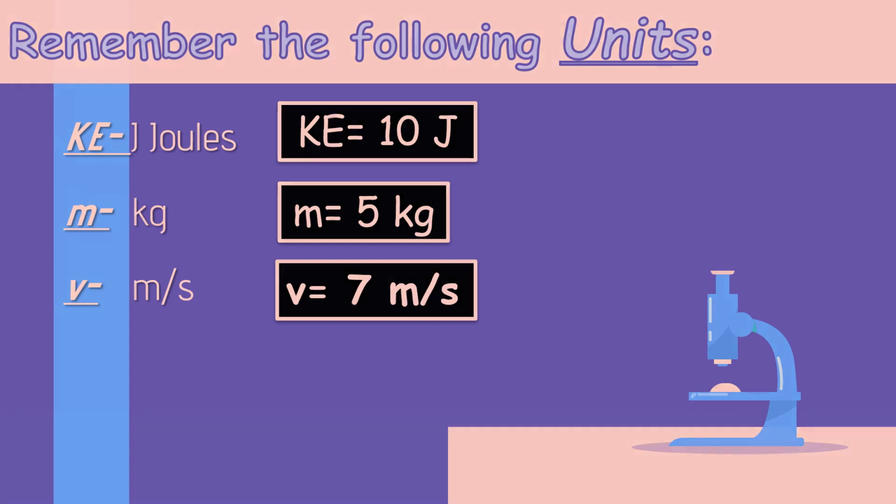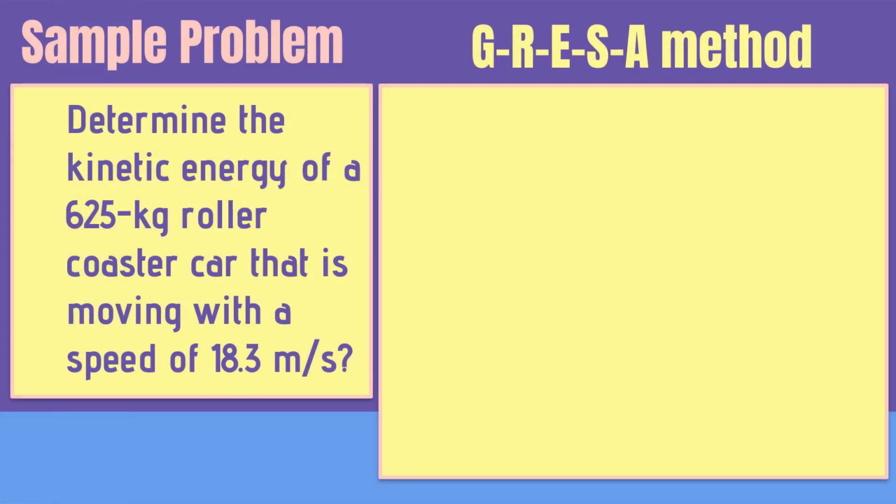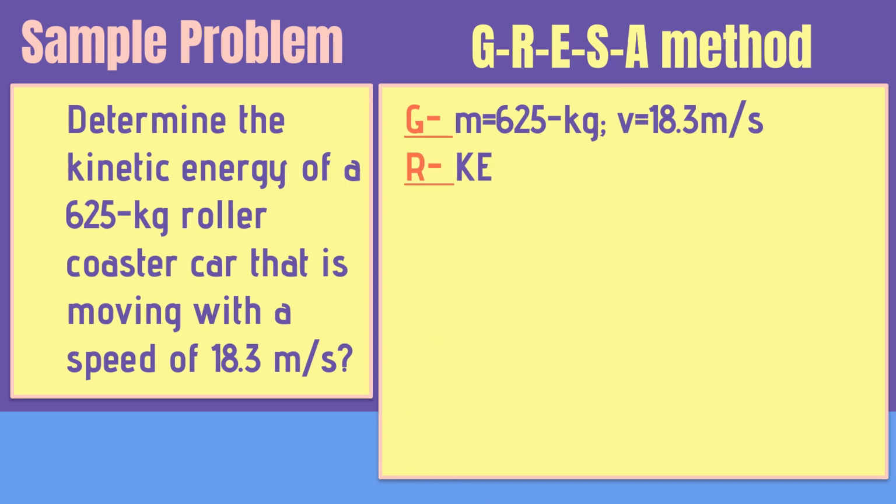Now let's apply it in a sample problem. Determine the kinetic energy of a 625 kilogram roller coaster car that is moving with a speed of 18.3 meters per second. So again, in order for us to solve the problem, we're going to use the GRESA method. The given in the problem are mass of 625 kilograms and the velocity of 18.3 meters per second. The required is the kinetic energy.